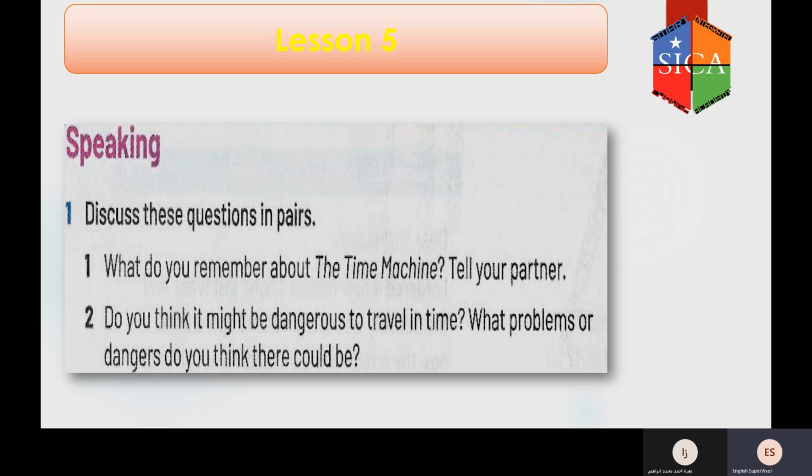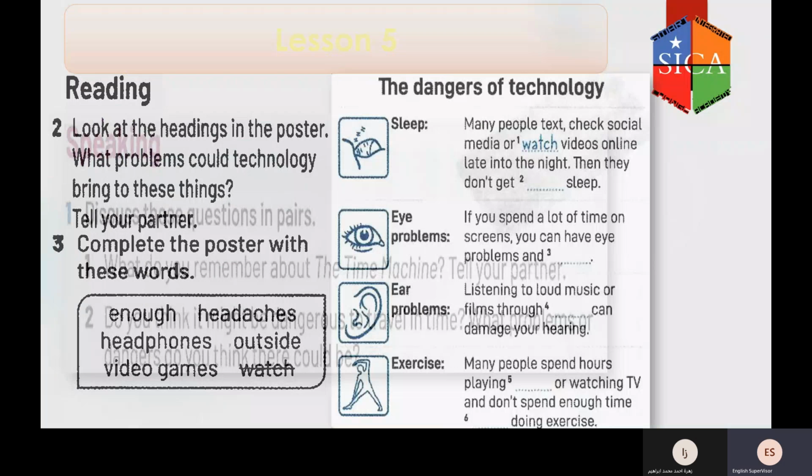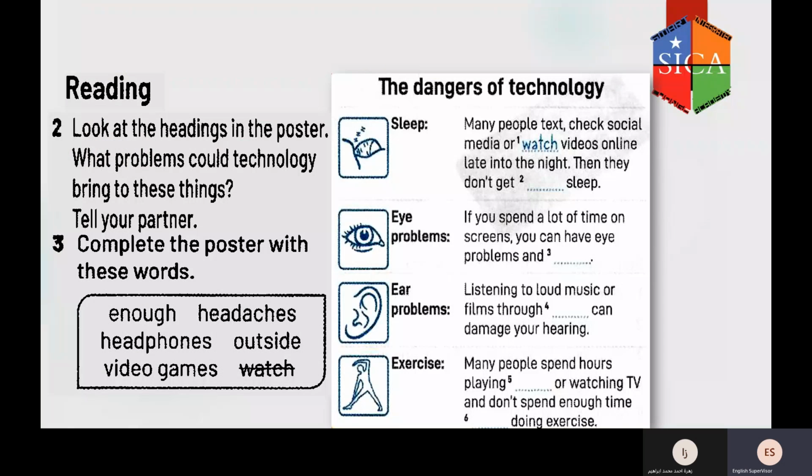Who knows, if we go to the future, we may face wars between countries. I mean, maybe countries are fighting. So this is a dangerous thing. So there are many problems and dangerous things. Great. Look at the headings in the poster. What problems could technology bring to these things?